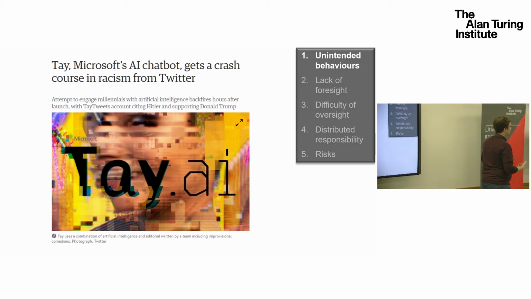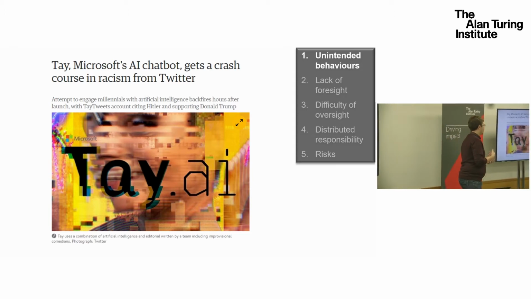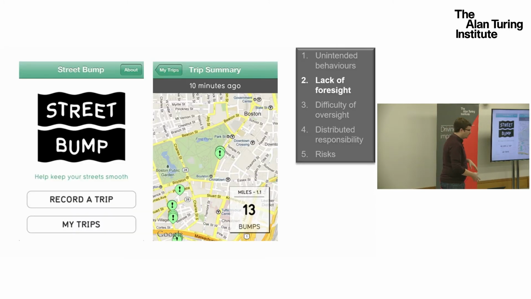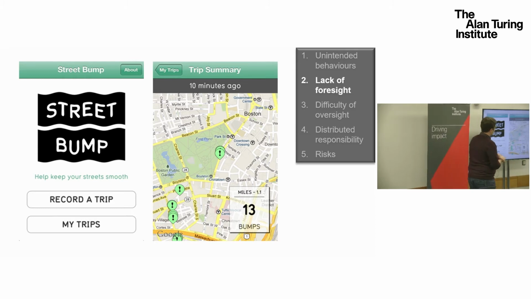Not in a one-to-one sense, of course, but rather there was some sort of concerted effort to break this thing, in other words. A second problem that we face is a lack of foresight.